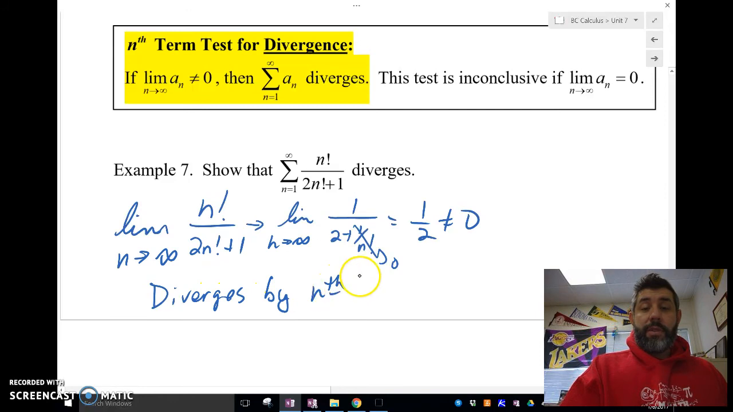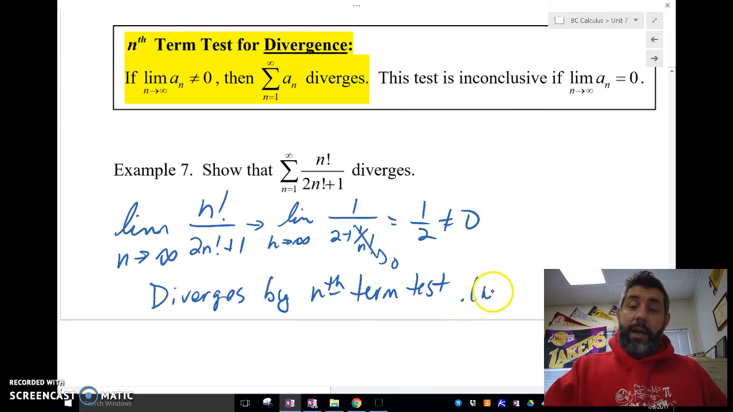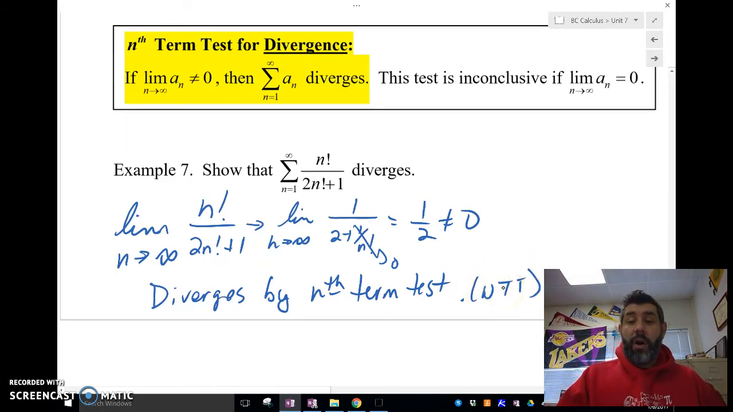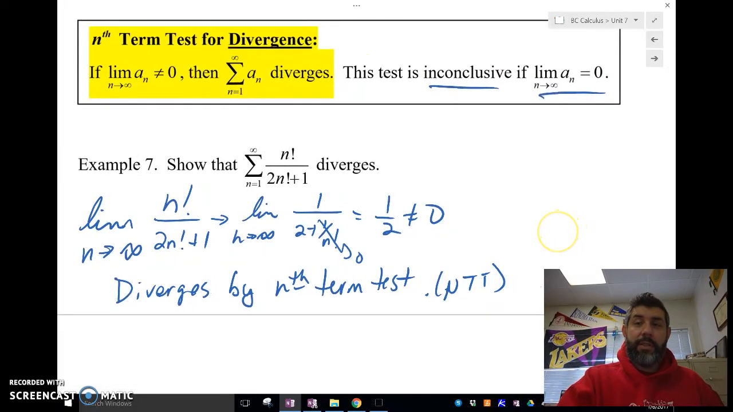by the nth term test. And you have to say that it diverges based on the nth term test. Okay, you can't just say it diverges. You have to state what test you used to show that it diverged. So what you need to do is show the test that you're using, and state whether or not it diverges or converges. In this case, remember that it's inconclusive if it is equal to 0. And then once you've determined if it diverges, you state what test you used to show that it diverged. Okay?